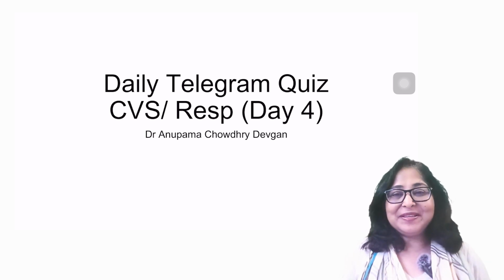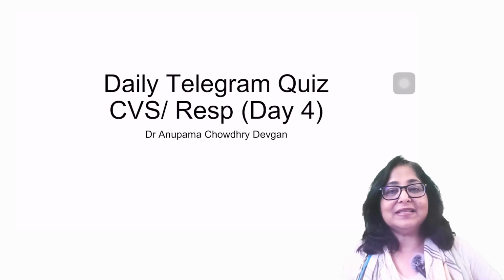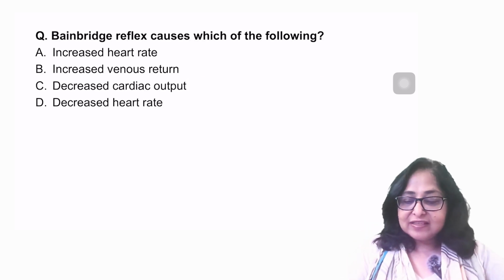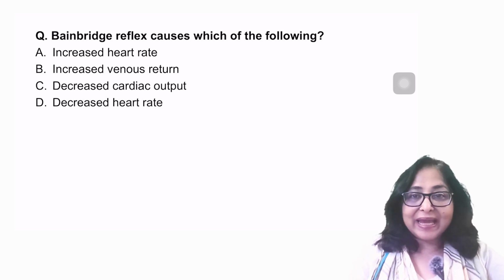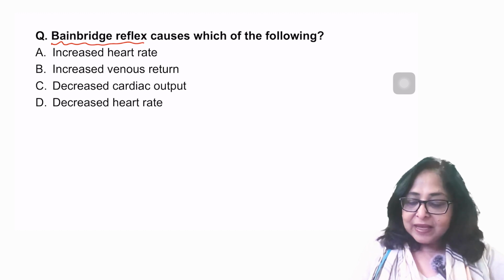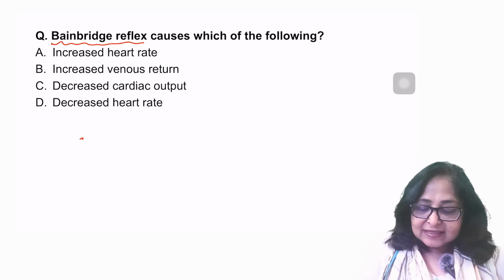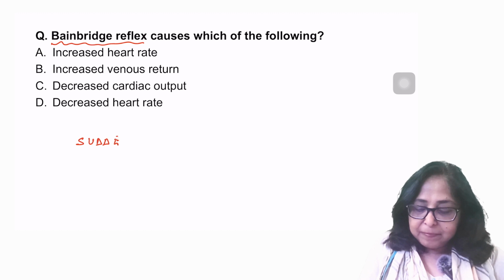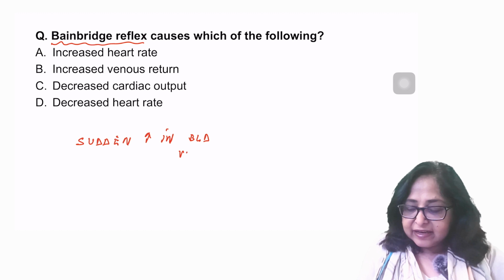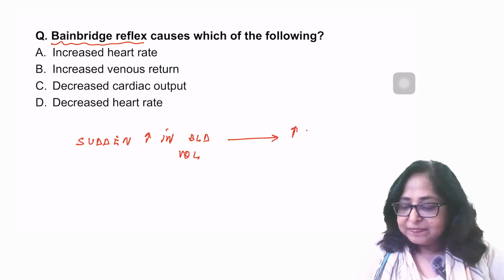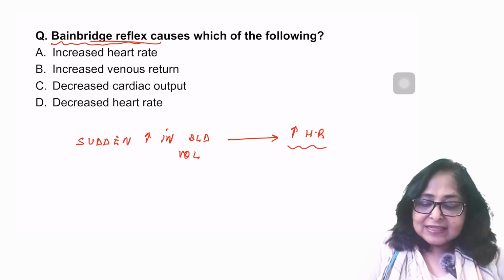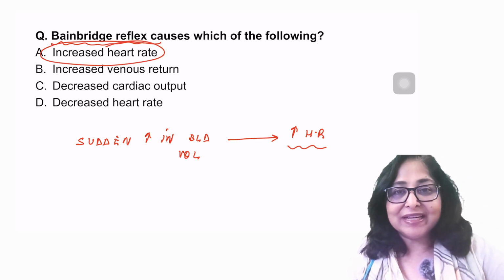Hello everyone. So let's have a look at some CVS and respiratory questions. Bainbridge reflex causes which of the following? Now what is this Bainbridge reflex? Whenever there is a sudden increase in blood volume, this causes an increase in heart rate. So that means a Bainbridge reflex results in an increased heart rate.